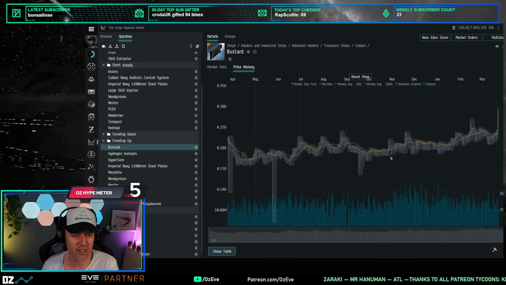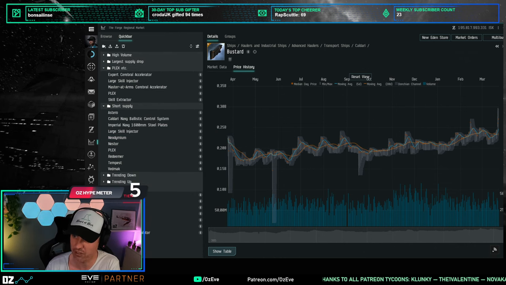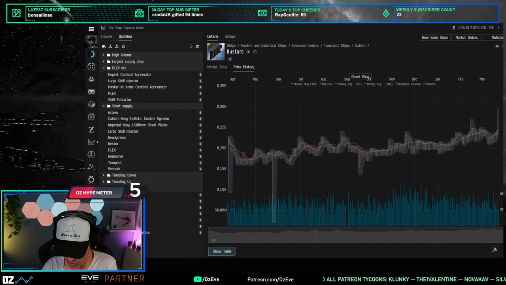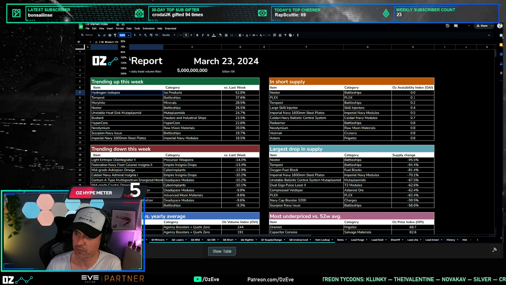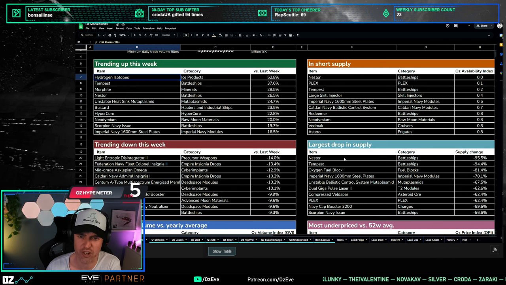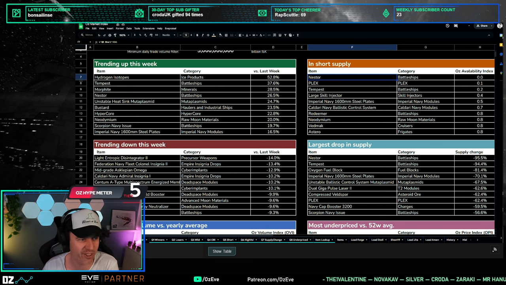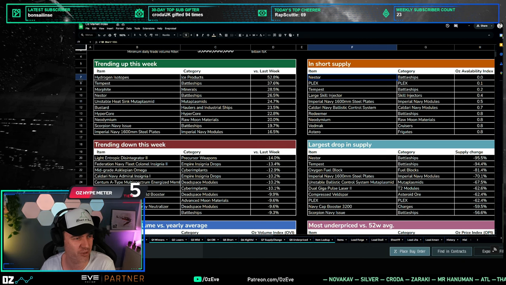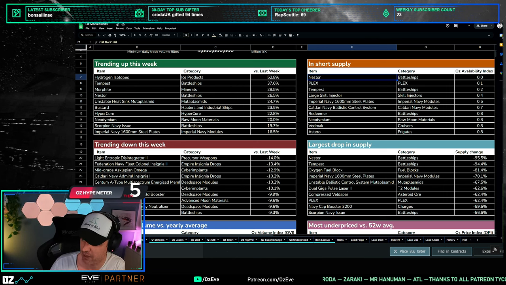So another rising price item. So overall, we have a lot of market activity this week. We have a lot of rising prices as well. Let's finish maybe the Oz report with having another look over here. So if we look at low supply, so in short supply or largest drop in supply items, you can see here the Nestor. I think there's about two Nestors left on the market. So the Nestor is sold out. Oh, right now there's about eight, but the price is quite high at about 1.5 billion. So the Nestor is out and expensive.